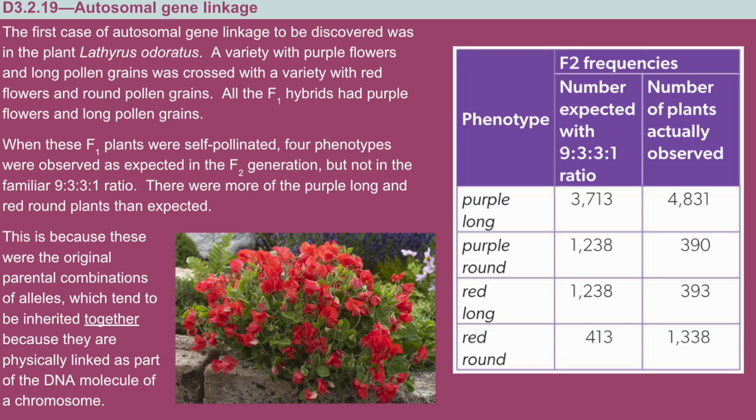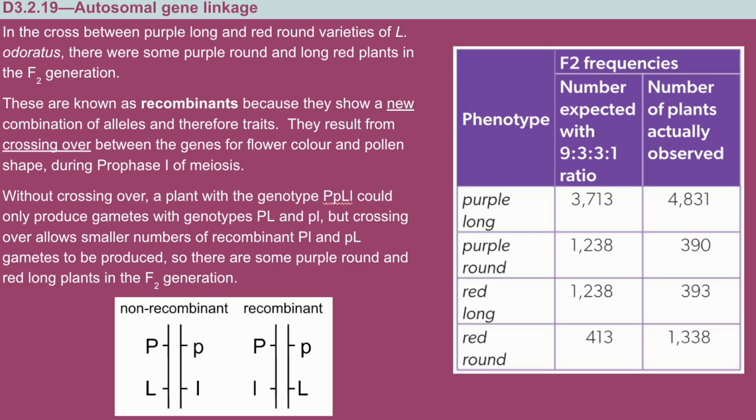For example, if you see this type of ratio where you have a large amount of two particular individual phenotypes, and small amounts of these, then you can determine that these are linked genes. And we have some crossing over that has occurred in these smaller amounts of individuals. Those are known as recombinants when crossing over has occurred.